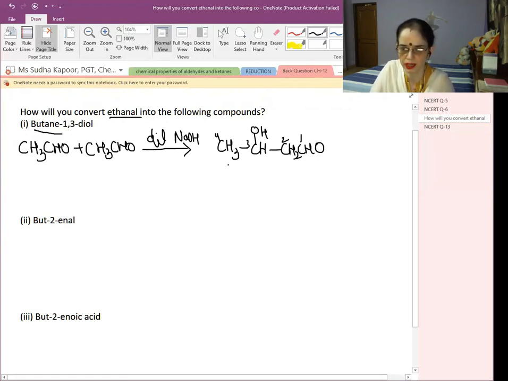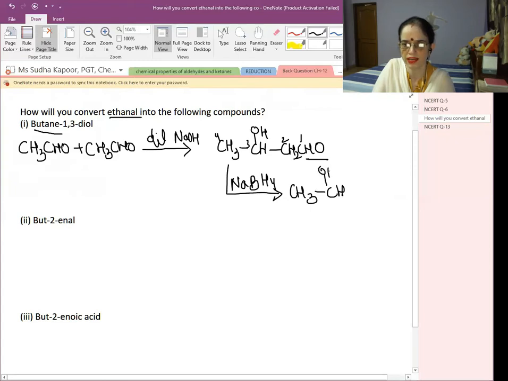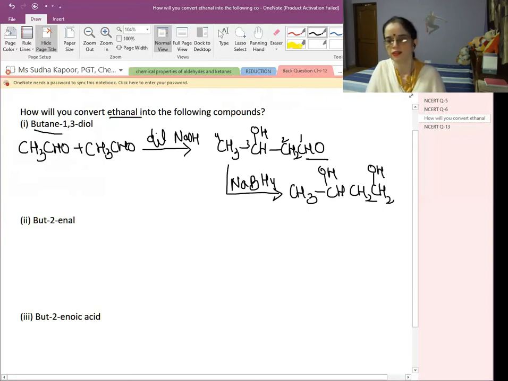So a very simple way to get CH2OH in place of CHO is by using a reducing agent, NaBH4. At that time the aldehyde can be converted into alcohol very easily. This is CH2, CH2OH. Now you have got the required product, that is butane 1,3-diol. Now the next thing, but-2-enal. But again it is getting the number doubled.